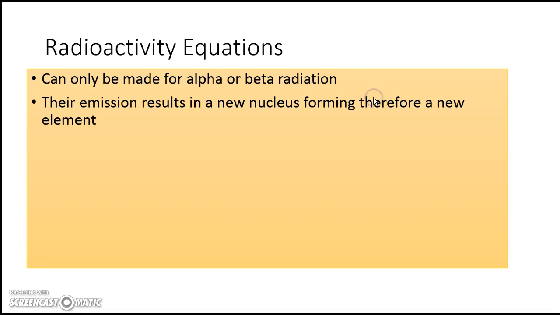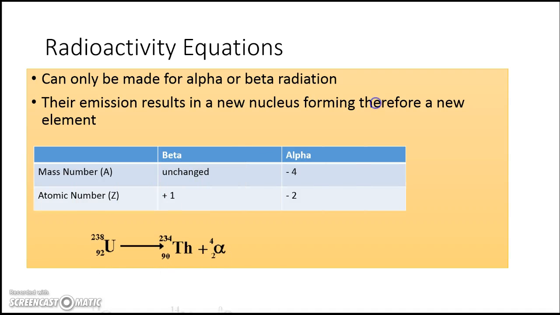Okay, so from this radiation that's emitted, we can form radioactivity equations. This can only be made for alpha or beta radiation. This is because their emission results in a new nucleus forming, therefore a new element.